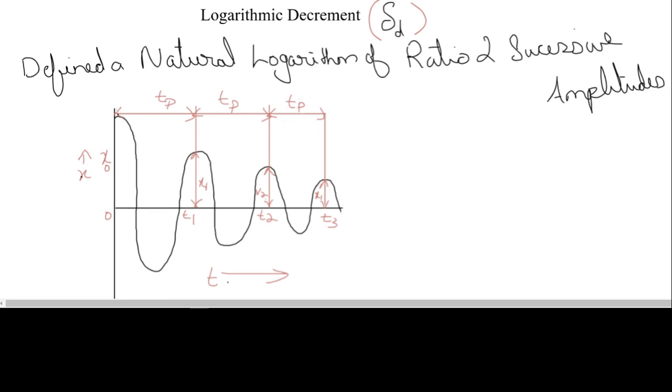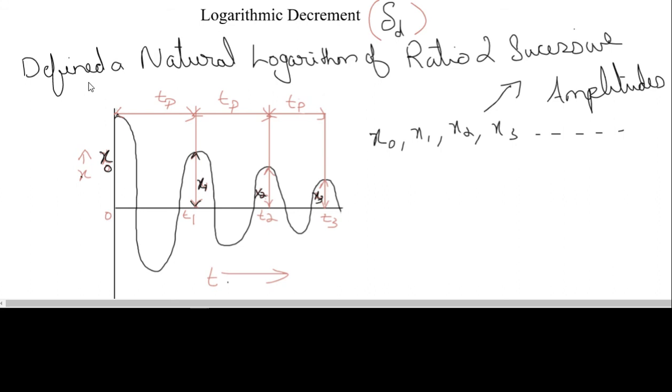So from each maximum point, if you measure, there will be a time period, represented by TP, and the height of each one is given as amplitude. For the first time period it is x1, and next x2, x3, and for the initial condition it is x0. So x0, x1, x2, x3, and it goes on, are our successive amplitudes. Amplitude is nothing but the maximum displacement.